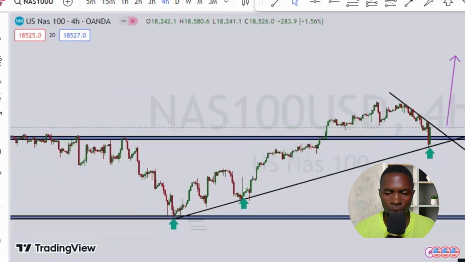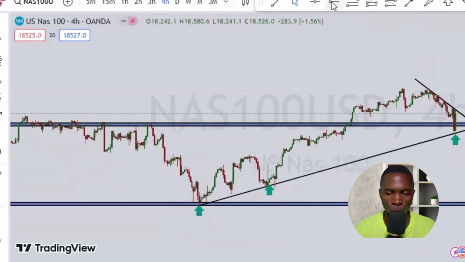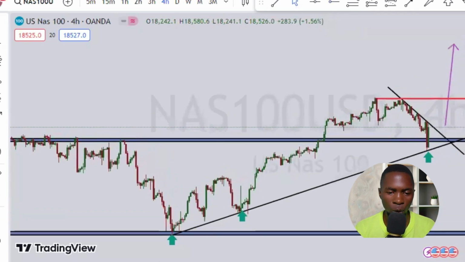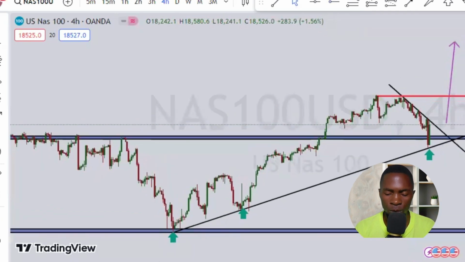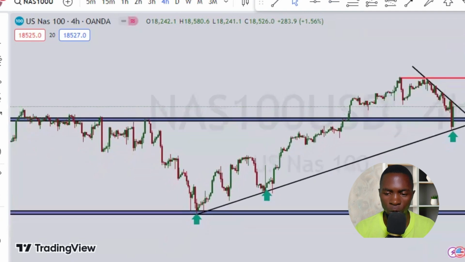Now this is where I am anticipating my first TP will be, around here. This is where I will take my first take profit, and then for the next take profit I will wait and see what the market will form from there.